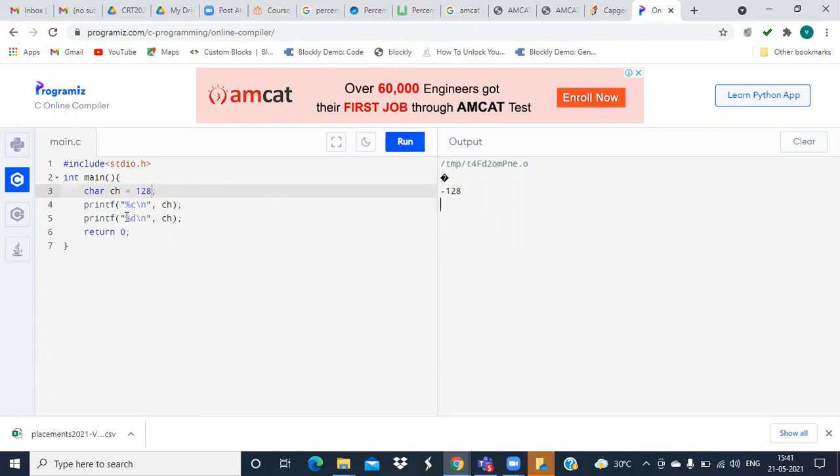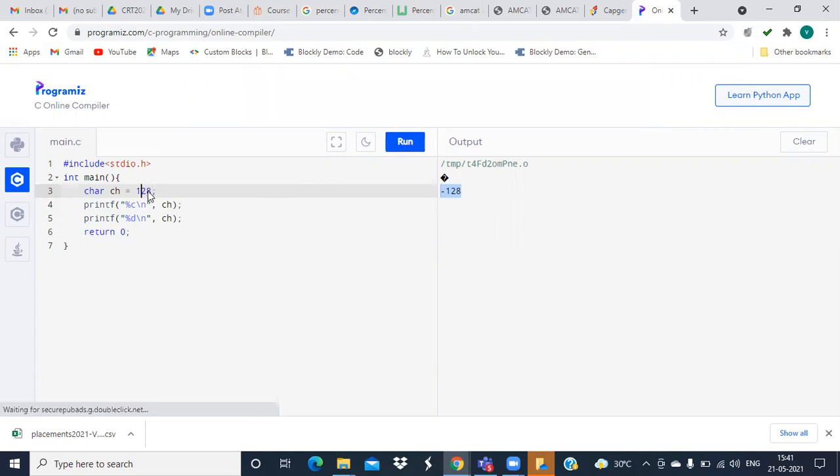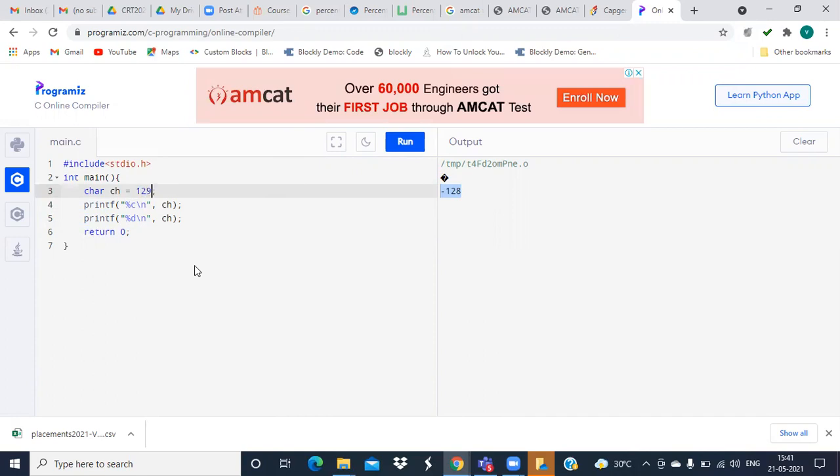The numerical value, I got it as minus 128. Forget about the symbol for a while and let us concentrate on this minus 128. But why minus 128? We gave plus 128. Let us change this number to 129 and run the code and see what happens this time. We got minus 127. What is happening? Let's say 130. Run the code, minus 126. But why? Let us investigate.